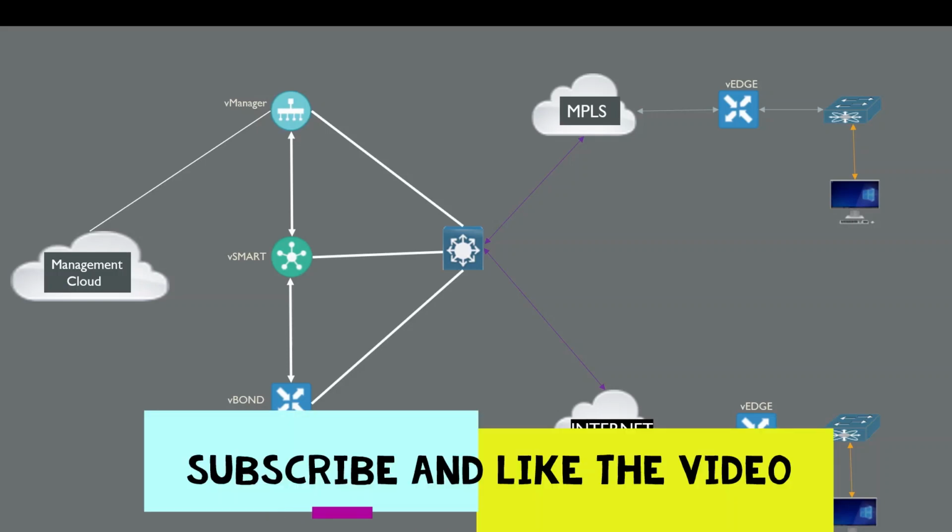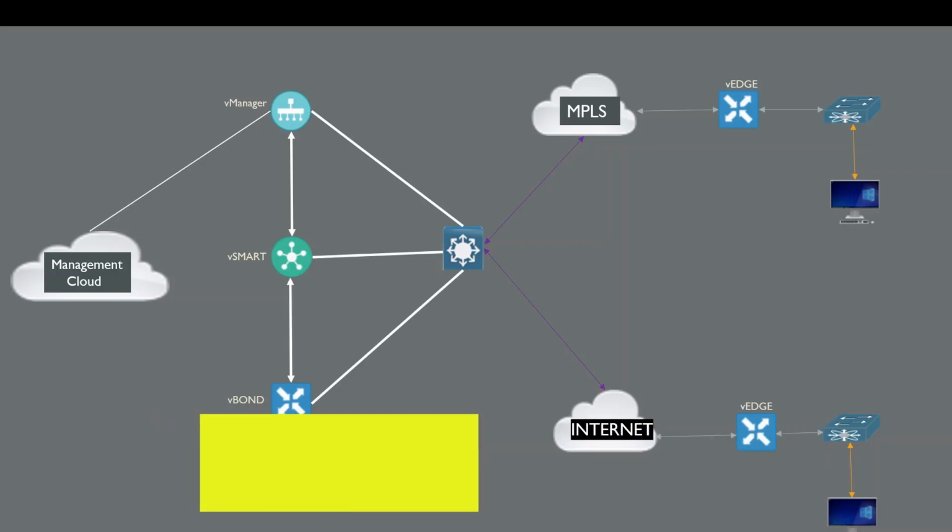In today's topic, I'm going to explain how to spin Cisco SD-WAN on EVNG up and running. Also, I'm going to explain how to do the first time configuration and how to perform the certificate installation on the vManager, vSmart and vBond.